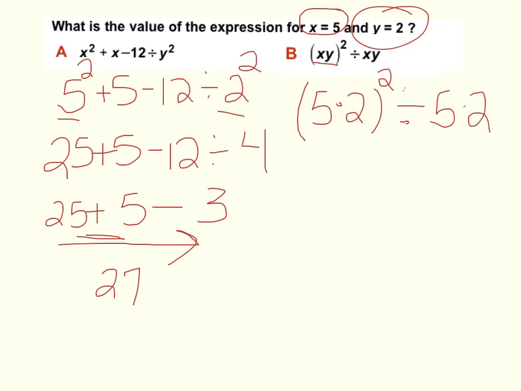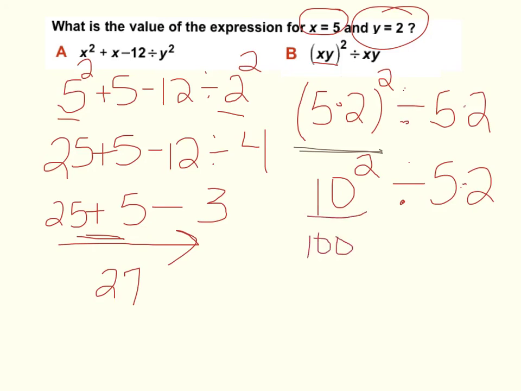Okay. So do we have any grouping symbols? Okay, here's our grouping symbol. Okay, so we need to take 5 times 2 and we get 10. I'm going to bring down the 2 because I didn't use it. I'm going to bring down division and then 5 times 2. Okay, so now no more grouping symbols, so now we have to look for exponents. We have an exponent, so 10 to the second power is 100. Bring down my division, 5 times 2.